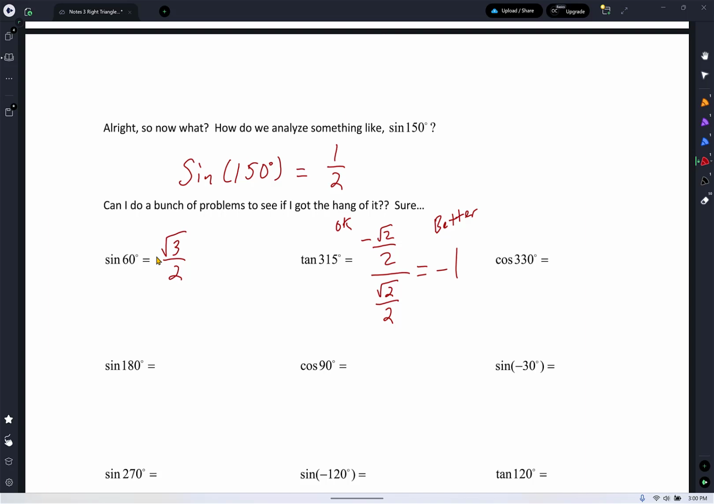I'll even accept if the signs are opposite, like if you have a positive on top and a negative on the bottom. But I'll give you the awkward emoji because it's y over x, not x over y. Okay. Cosine of 330. Go to 330. What did we say cosine was? So give me the x coordinate for cosine of 330.